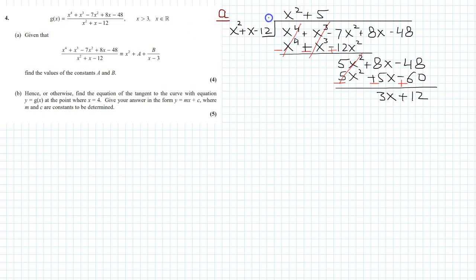Now we can write this f(x) in this form: g(x) is x square plus 5 plus remainder 3x plus 12 divided by x square plus x minus 12.